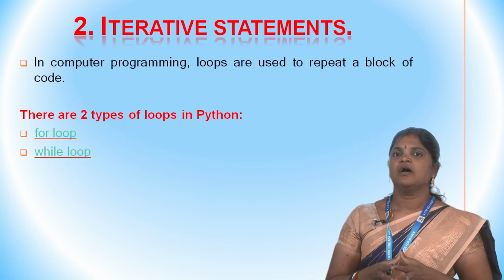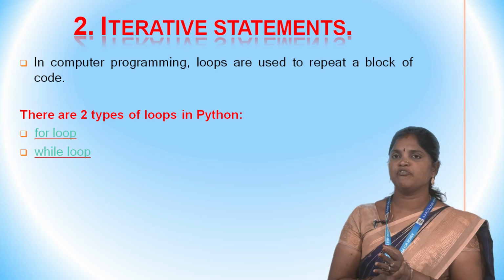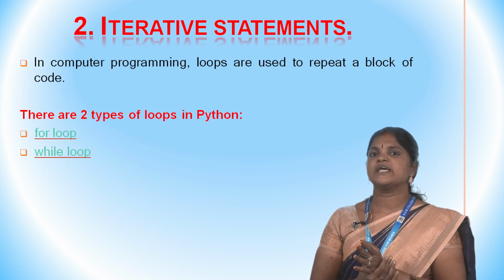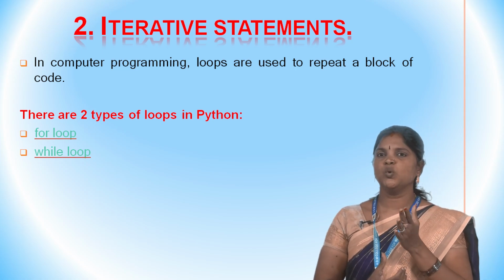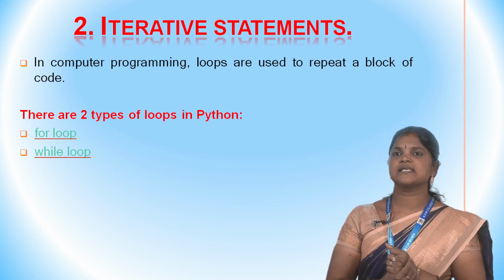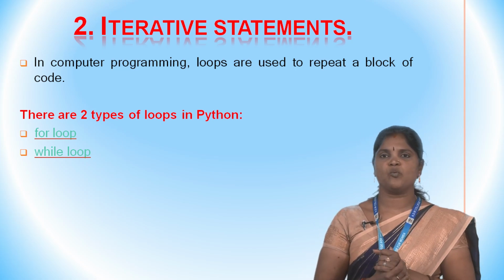Iterative statements. Iterative statements, meaning loops, are used to repeat a block of code. For example, if we want to show a message 100 times, then we use a loop. It's just a simple example; you can achieve more with loops. There are two types of loop: for loop and while loop.